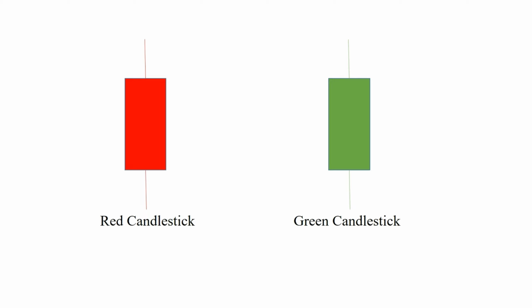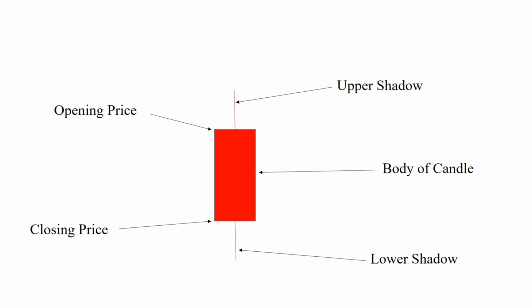Candlesticks come in two colors, the red one and the green one. In the red one, we're saying that the sellers are stronger than the buyers, and in the green candlestick we are saying that the buyers are stronger than the sellers. In today's video I'm going to talk about the red candlestick.